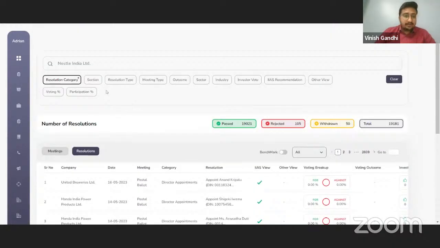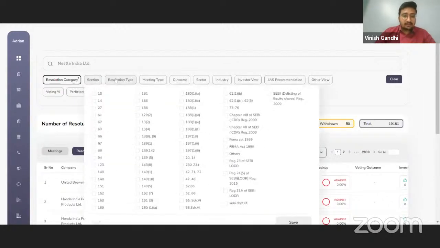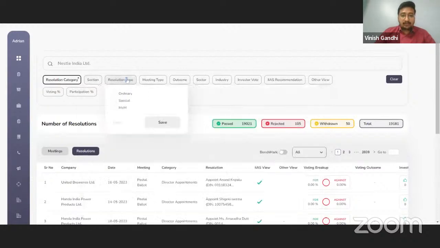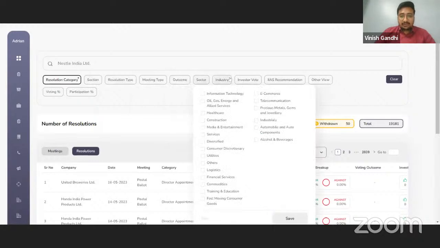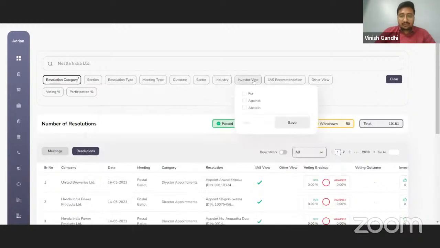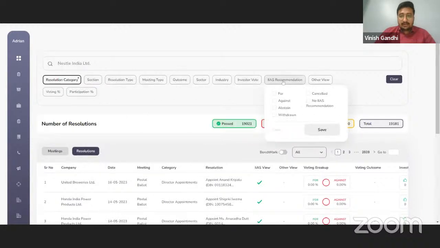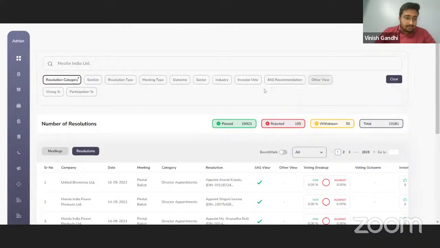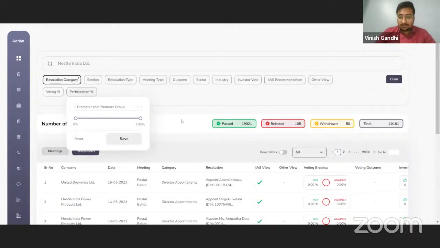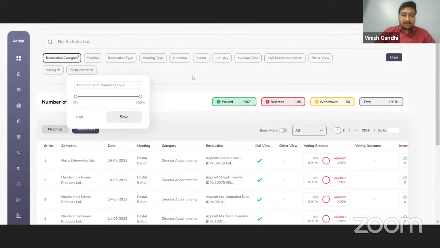Right. Similarly, we have various other filters as well, like the sections of the Companies Act, the type of resolution, the type of meeting, what was the final voting outcome, the sector and the industry that the company operates in, what was the investor vote, what was IS's recommendation, what was the other proxy advisor's recommendation, the percentage of voting, the percentage of participation of each of the investor group. Right? You can use various filters as well as you can use them in combination to fine tune your search.